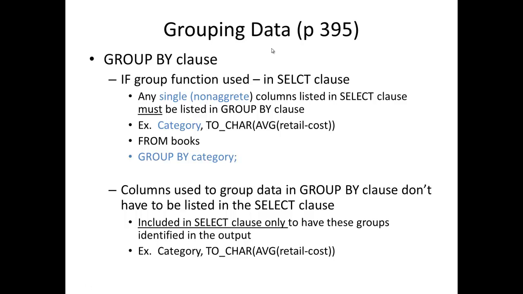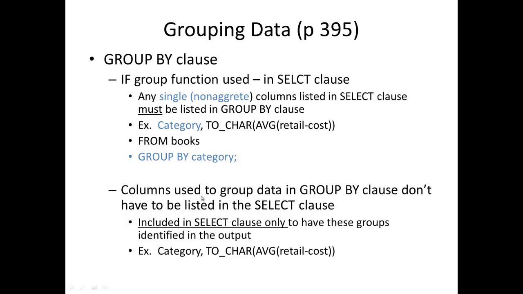Let's talk about grouping data, page 395. The GROUP BY clause. If a group function is used in a SELECT clause, any single non-aggregate columns listed in the SELECT clause must be listed in the GROUP BY clause. An example: category, again that's a single non-aggregate, 2 characters, the average of retail minus cost, and it continues on down to FROM the books table, and you're going to GROUP BY category. So again, this is a single non-aggregate listed in a SELECT clause, and you have to list it in a GROUP BY.